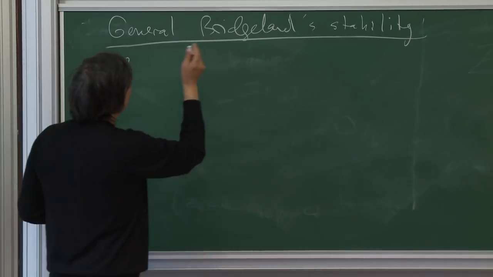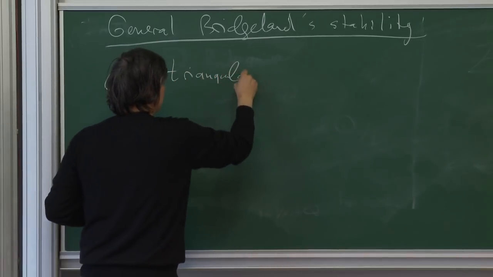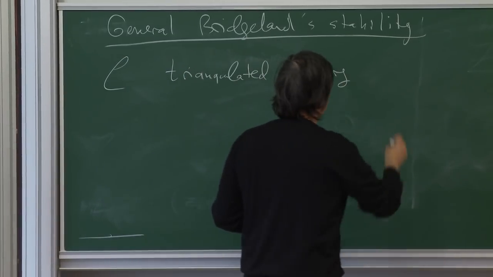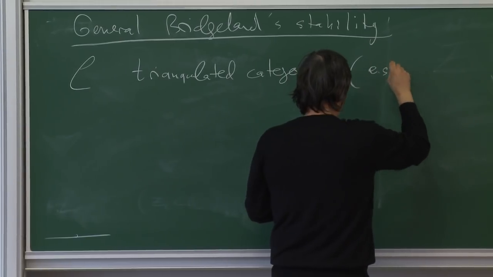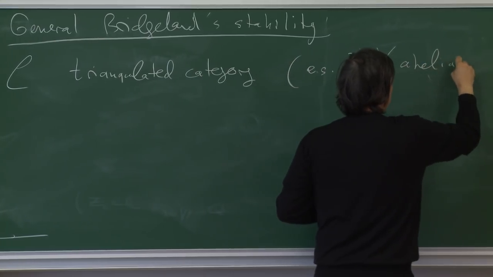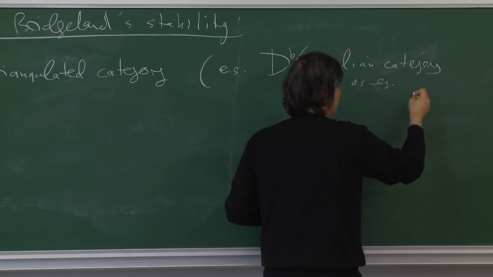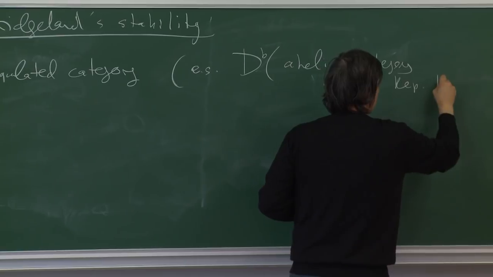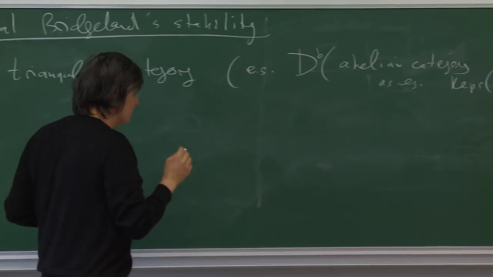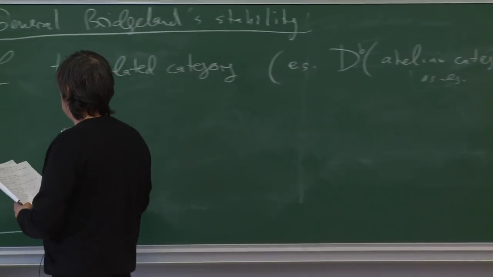It's not a framework of abelian categories, but a framework of triangulated categories. So suppose we have a triangulated category. And again, you can try to think of it as the bounded derived category of some abelian category, such as representations of a quiver, the path algebra of a quiver, or some algebra. So you get some triangulated category, the complexes, and there are two ways to give the definition.